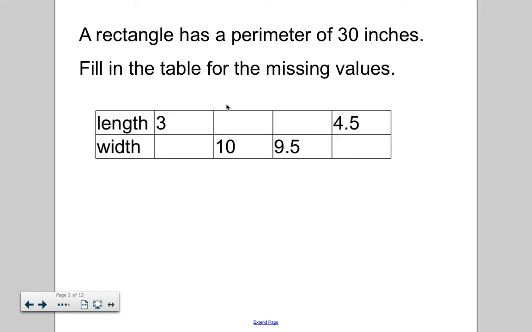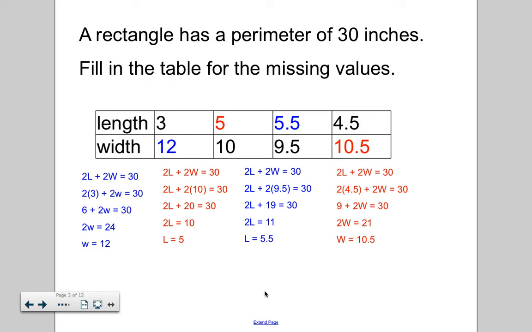in place. So, a rectangle has a perimeter of 30 inches. Fill in the table for the missing values. This is just to show you a way to organize your data. Again, using the formula that two lengths plus two widths equal the perimeter, and in this case it is 30. So we have two things that are changing, and one is dependent on the other one. If you'll push pause and try to figure this out now, that would be great, and then we'll come back to check the answer. So you try this now.